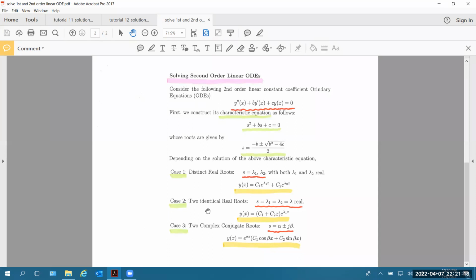Then the second case is when your lambda 1, lambda 2 are identical roots, and they are real. In this case, this is the solution. And then we also have two complex conjugate roots. That means this equation turns out to have two complex roots. In this case, your solution is like that. All right, in our case, where's our case?